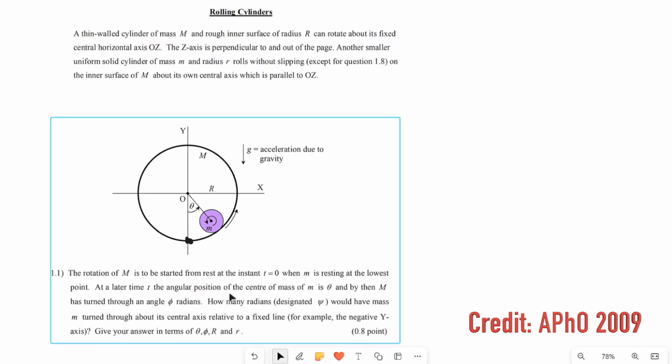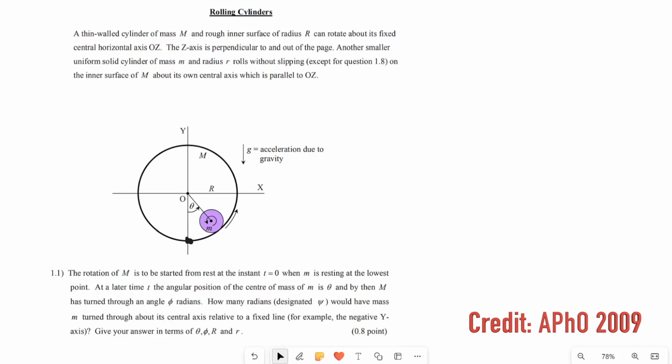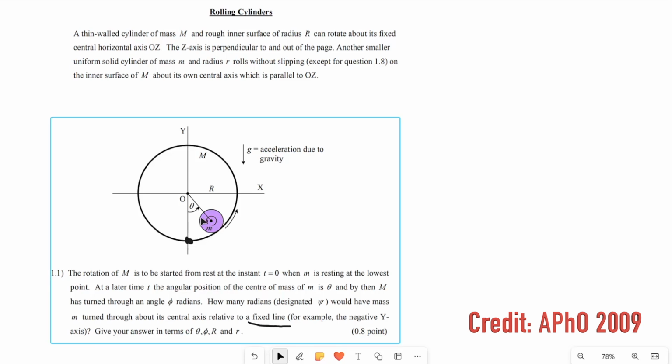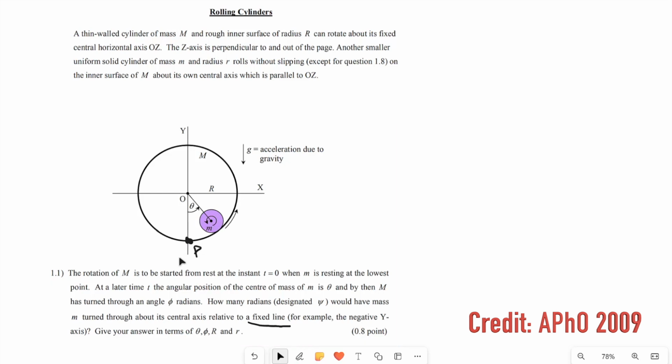At a later time t, the angular position of the center of mass of m is theta, and then M has turned through an angle of phi radians. How many radians would mass m have turned about its central axis relative to a fixed line? Okay, so this will probably be a little tricky, so I'm going to underline this. As always with Olympiad problems, it's best to really understand the physics of what's actually going on. So if this here was a fixed point, but not a rotating cylinder, say a point P, this point would have gone somewhere further after the rotation, and it would have traveled an angle given by phi radians. So the angle from here to there is just lowercase phi.